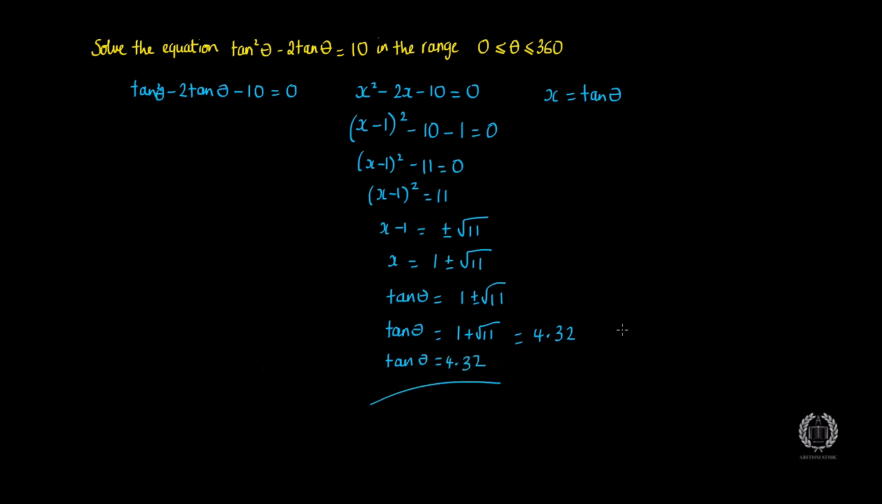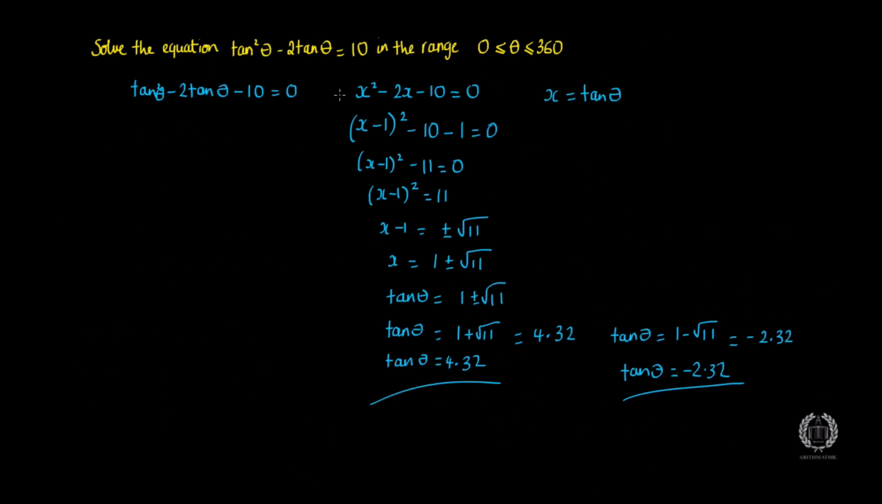And then the other one, we have tan theta equals 1 minus square root 11. So if you do 1 minus square root 11, that's going to give you minus 2.32. Now remember what you need to do, so let me just write that here: tan theta equals minus 2.32. Right, that's the other one. Now what you need to do is find the value of theta.